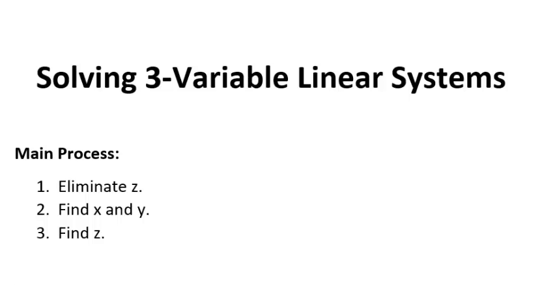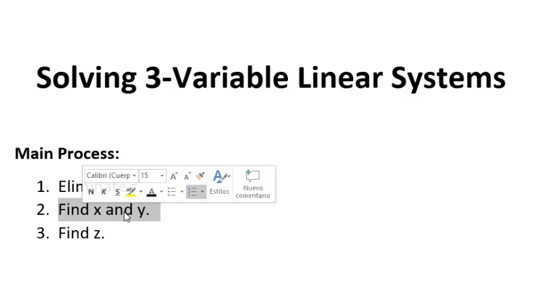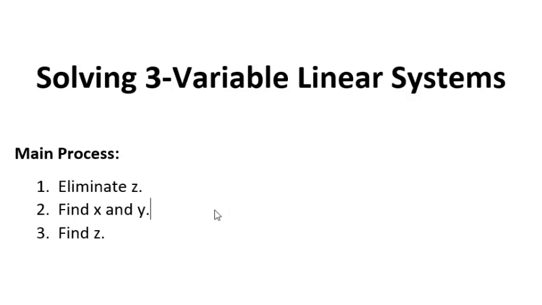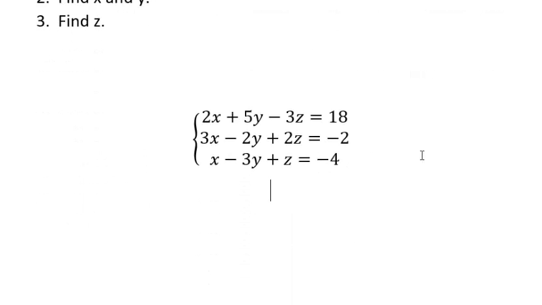Okay, we're gonna solve three variable linear systems. The main process for solving this type of system is, first, you eliminate the third variable, then you create a subsystem to find the first two variables. In this case it will be x and y, and once you find those variables, you use them to find the third variable that you eliminated at the beginning. So our first step in this case will be basically eliminating z.